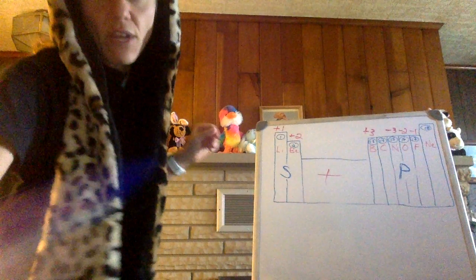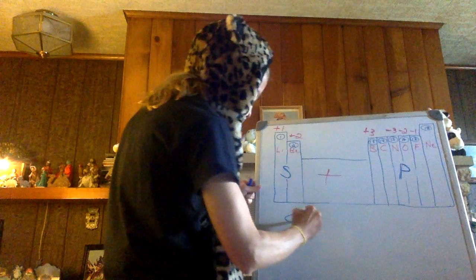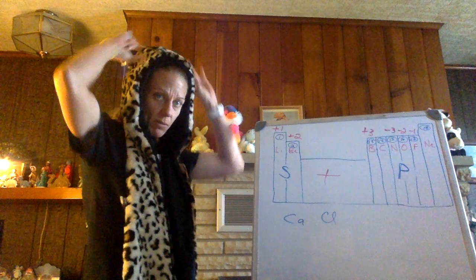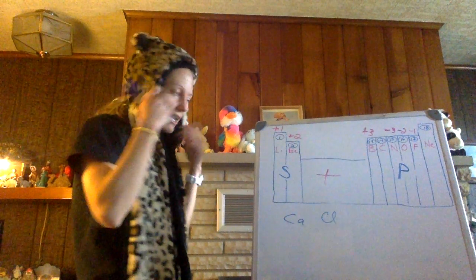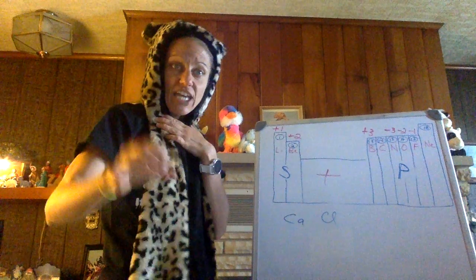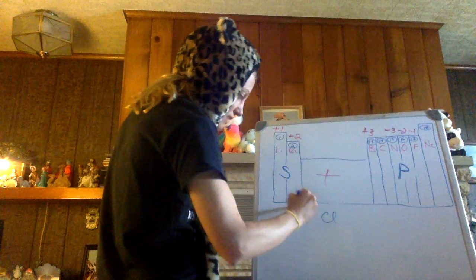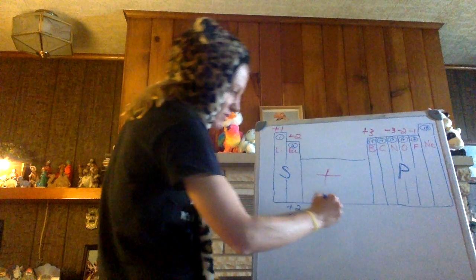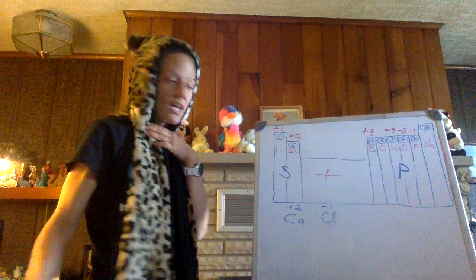So first thing I'm looking at is calcium and chlorine. If I find them on a periodic table, and I have an imaginary periodic table, I don't have one with elements on it, but I know where they are. Calcium's number 20. It's in group 2, so it's plus 2. Chlorine's in group 17. It's number 17, so it's minus 1. I know that. I look at the name, and the name's easy to do.